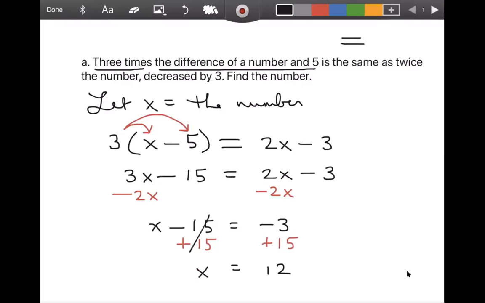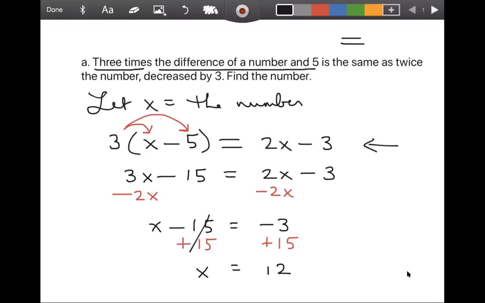How do we check that? Well, in a word problem, the best thing to do is not to check it in this equation, because who made up that equation? We did. So if we set up the equation incorrectly, checking the solution in the equation is not going to do us any good. So we want to make sure that we set up the equation correctly. So what we really want to do is check this solution in the original words of the problem and make sure that it does what it's supposed to do.